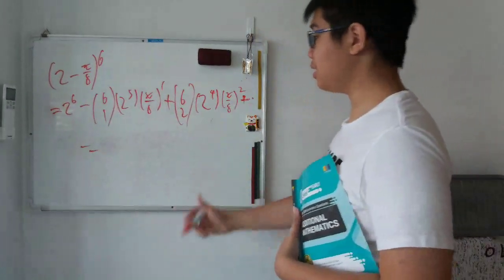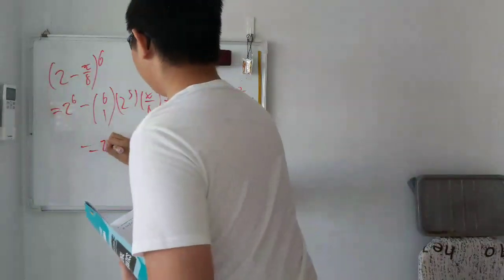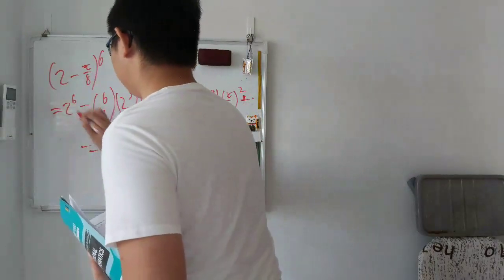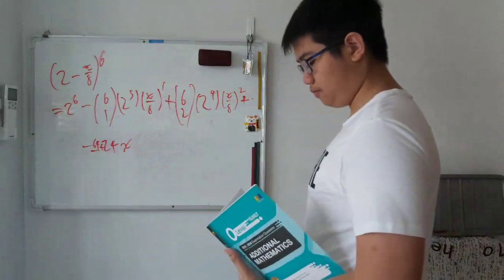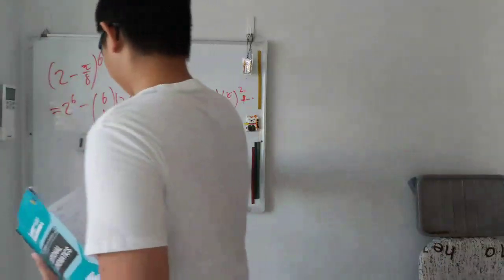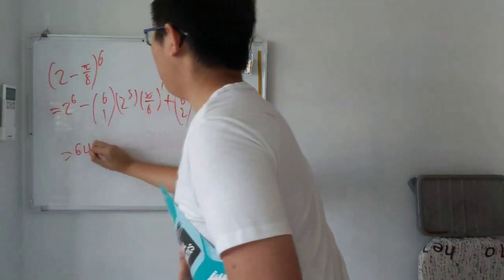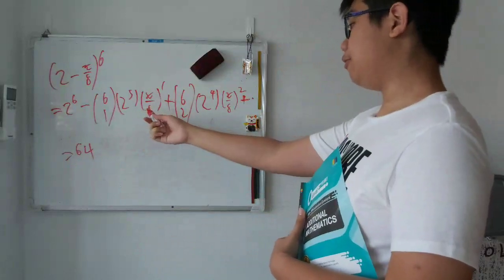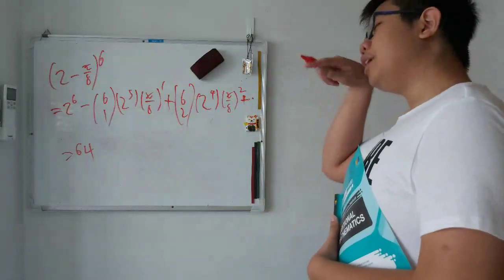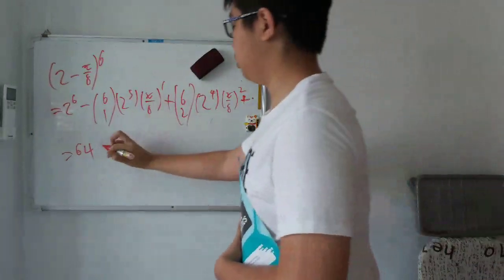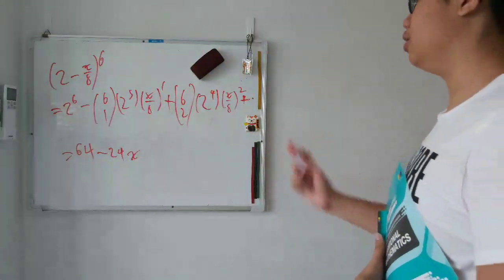Okay, so now let's simplify. 6 choose 1 is 6. This is 32. This cancels out, so this is 4. So this will be 24x. Sorry, you cannot forget the first term. 64 plus 24x. Actually, it's minus. Oh my god, I'll start again. So this is equal to 64. This 6 choose 1 is just 6. 2 to the power of 5 is 32. This cancels out with the 8, becomes 4. So you will have 24, but there's a minus here. So 64 minus 24x.